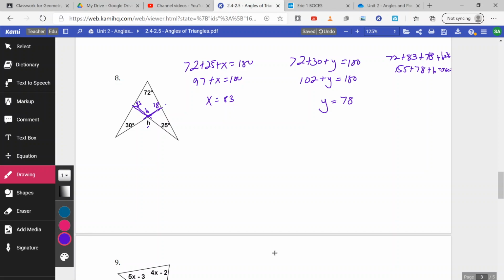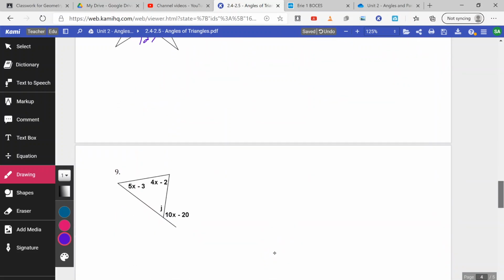And then when I add 55 and 78, 220, 233 plus h gives me 360. I subtract 233, and we get h equals 127 degrees. So again, long road, but we get there and figure things out.